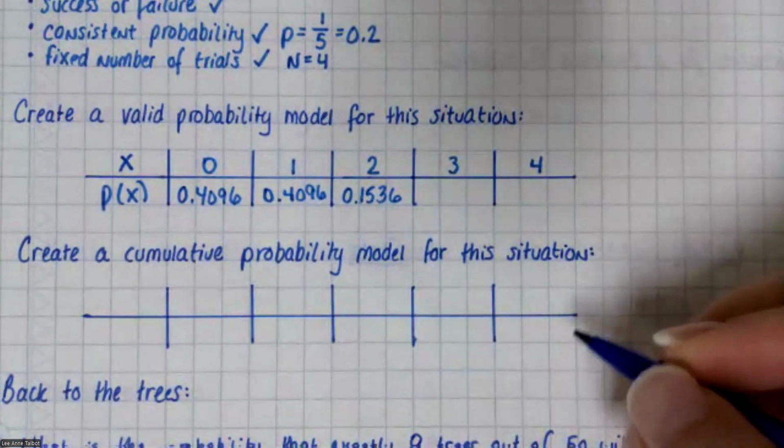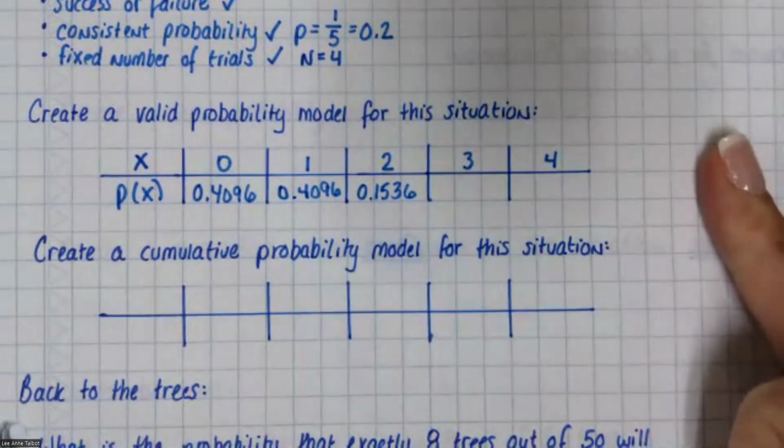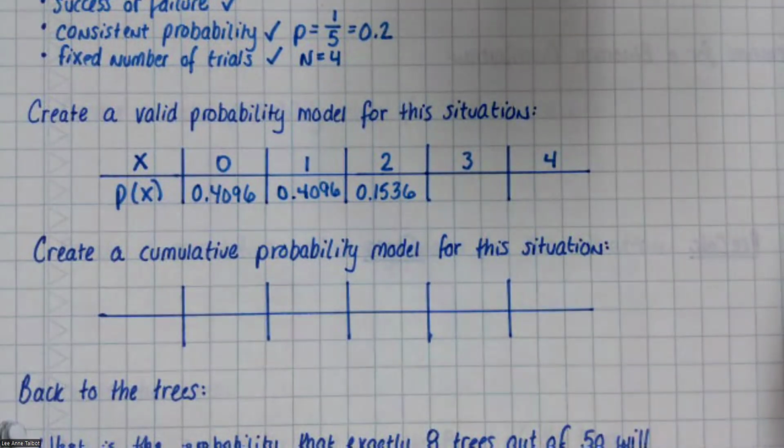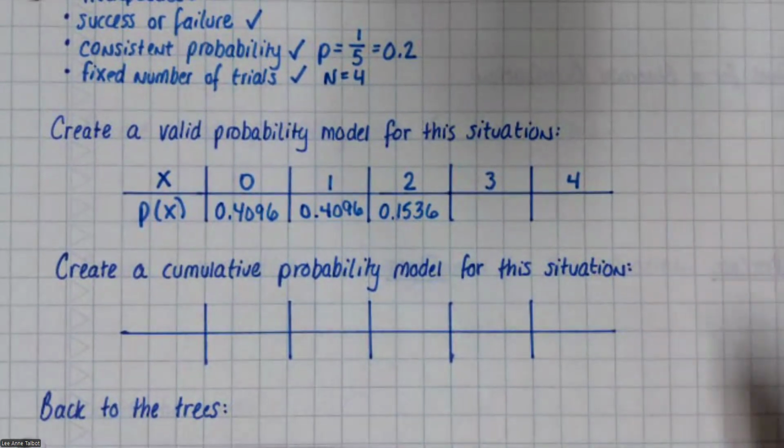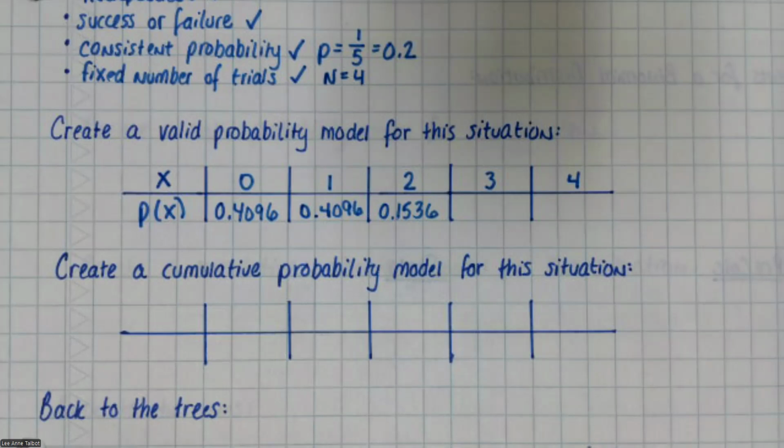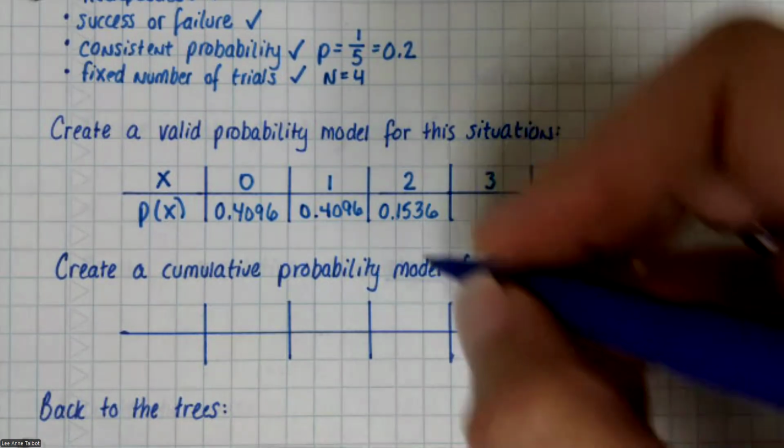Okay. Fill in the rest of the table. And what should these all add up to? 1, right? If we do it correct?